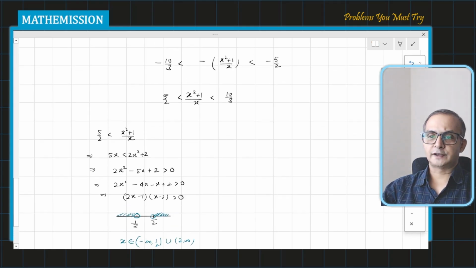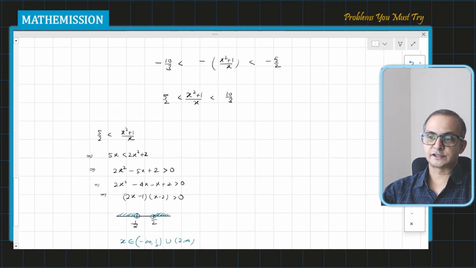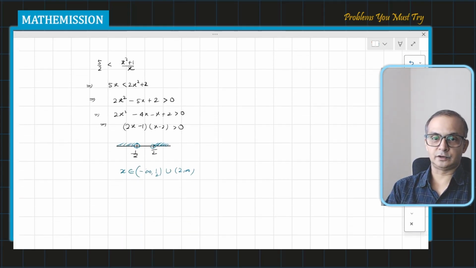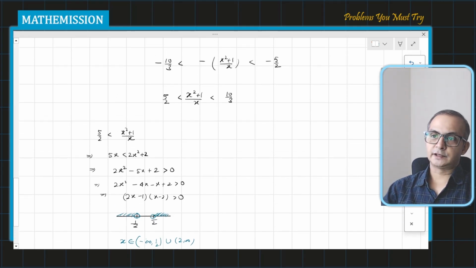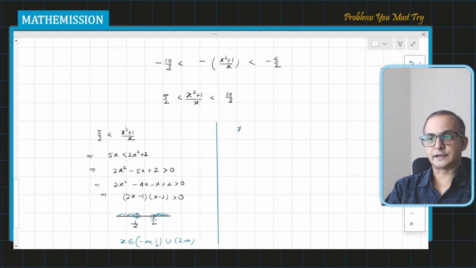This is the value of x, which may be one possible root, but we have to include the other condition also. We cannot say this is the whole criteria, because the roots cannot be infinity, of course. So we have to take the other inequality and then combine them. So what is the second one?